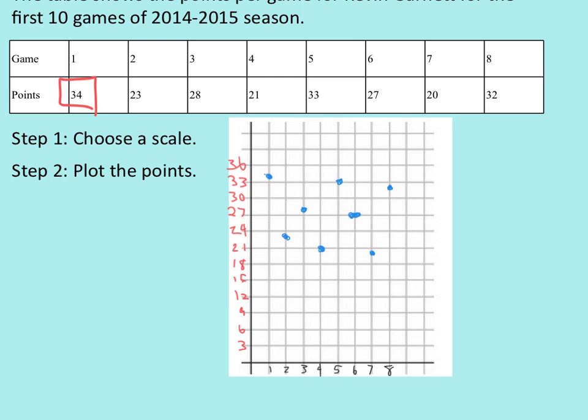So check your points against mine. Your graph should look something like this, and this is what's called a scatter plot. These points are scattered across the coordinate plane, and we are not connecting the dots.